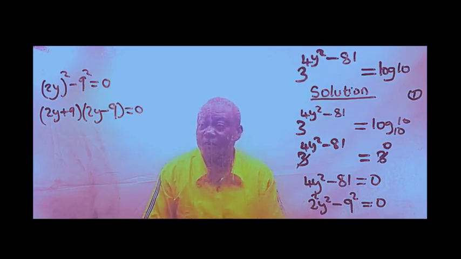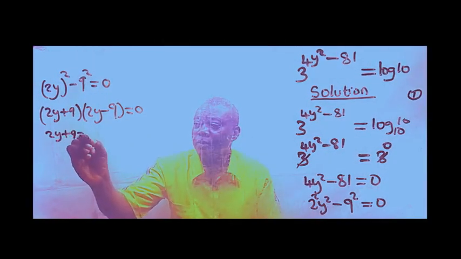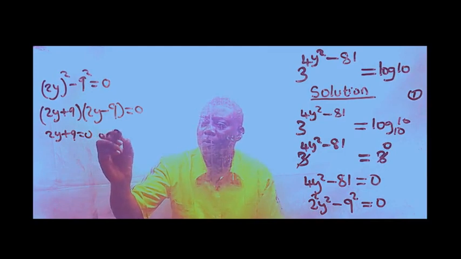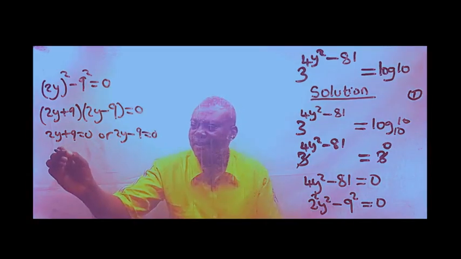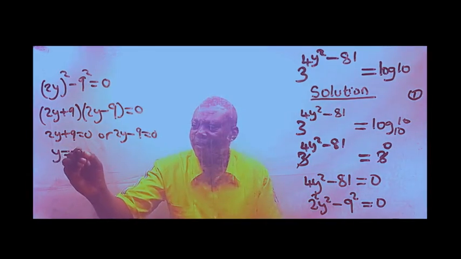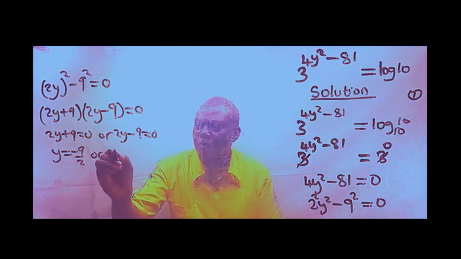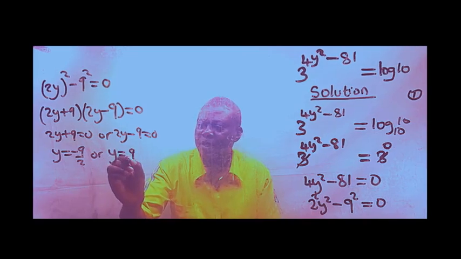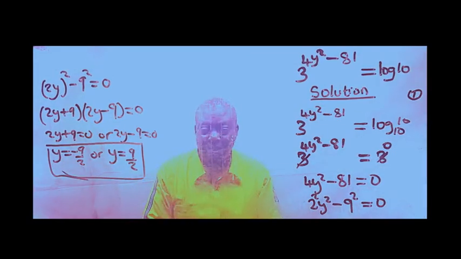If this is true, either 2y plus 9 equals 0 or 2y minus 9 equals 0. So from here, y equals minus 9 over 2 or y equals 9 over 2. And that is the final answer.